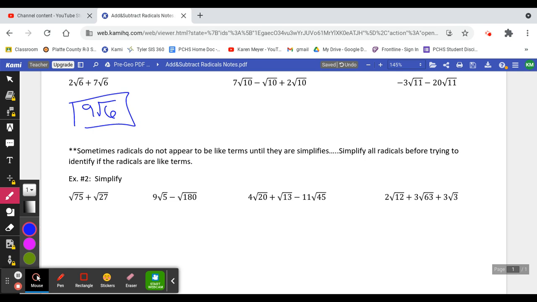Here, they all have square root of 10. Remember on the middle one, if it doesn't have a coefficient, that's like saying negative 1 square root of 10. So 7 minus 1 is 6. 6 plus 2 is 8. And then keep square root of 10 attached to it. So 8 square root of 10.